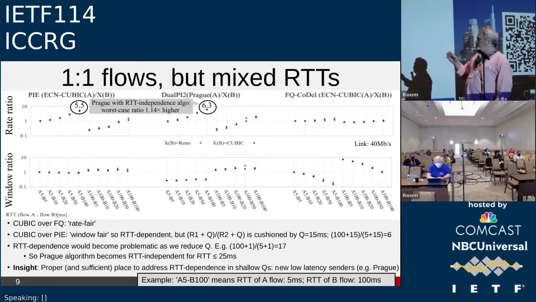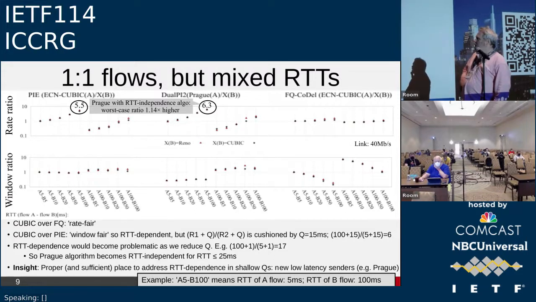And it tests, A is always Prague in the middle column, and B is either cubic or Reno. Reno is the red triangle, and the black star is cubic. And the top one is rate ratio, and the bottom one is window ratio. So you'll see FQ-CoDel gets the rate ratio pretty much 1-to-1 because it's an FQ scheduler, so you'd expect that.